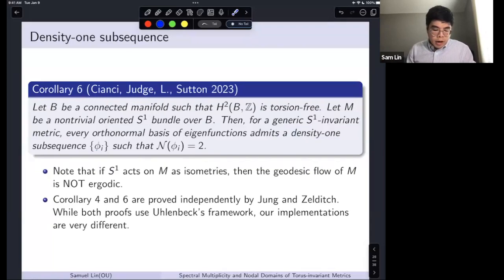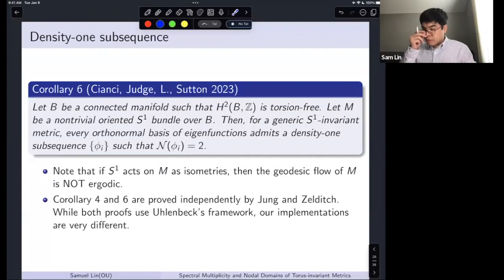The next fact is for those of you who are more interested in quantum chaos. Note that if S1 acts on M by isometries, then the geodesic flow cannot be ergodic. So this corollary, in some sense, highlights the importance of ergodicity assumptions in quantum chaos. Since I'm not an expert in this area, I'll leave it at that. Corollaries 4 and 6 were also proved independently by Jung and Zelditch in 2022.